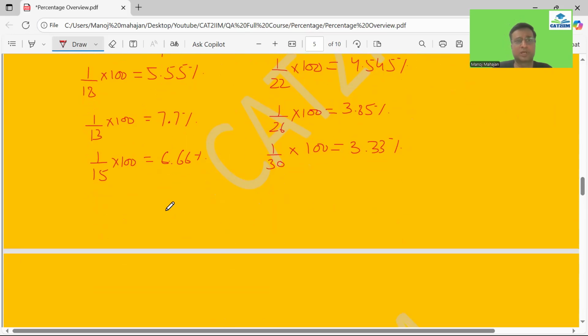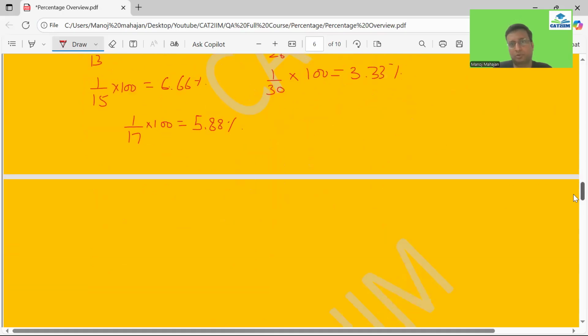Now, when you move to another fraction, 1 upon 17, that also can be remembered with ease. 100 by 17, if I divide, is 5 times, okay. Now, the decimal point is very easy to remember. 7 plus 1 is 8, so 5.88.